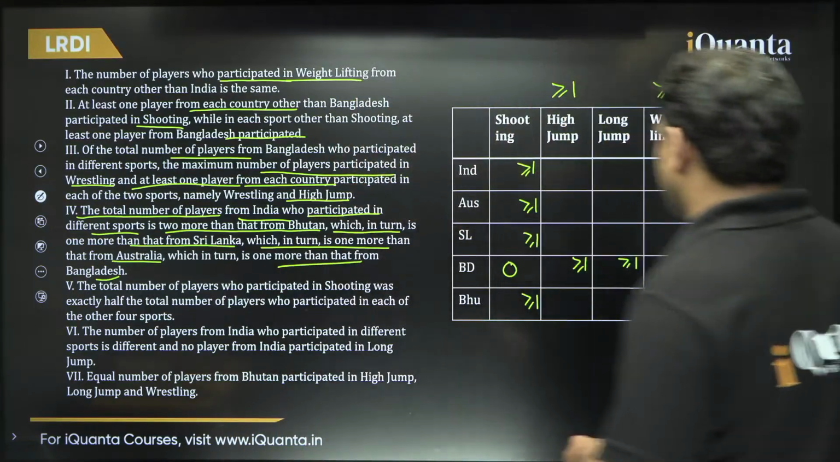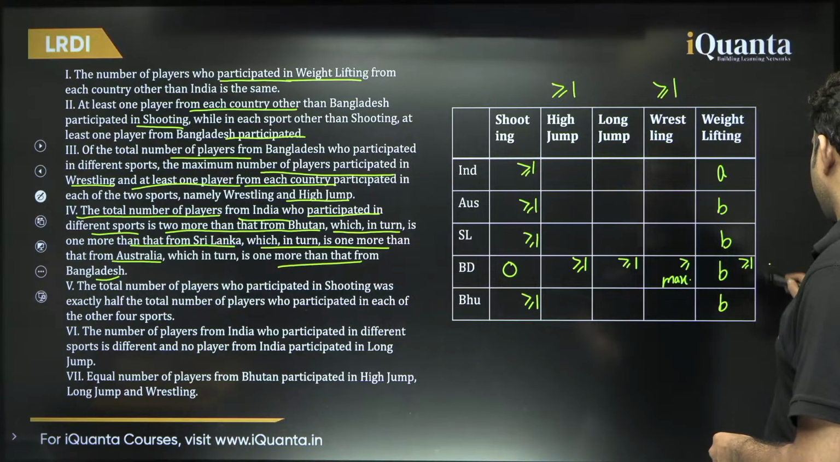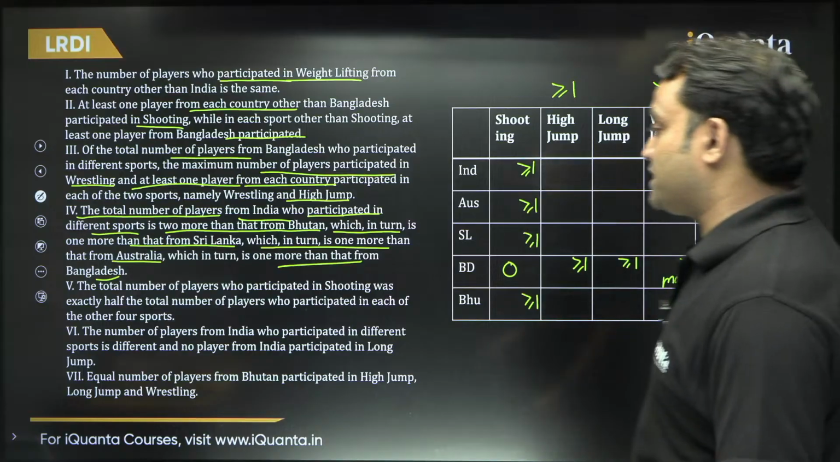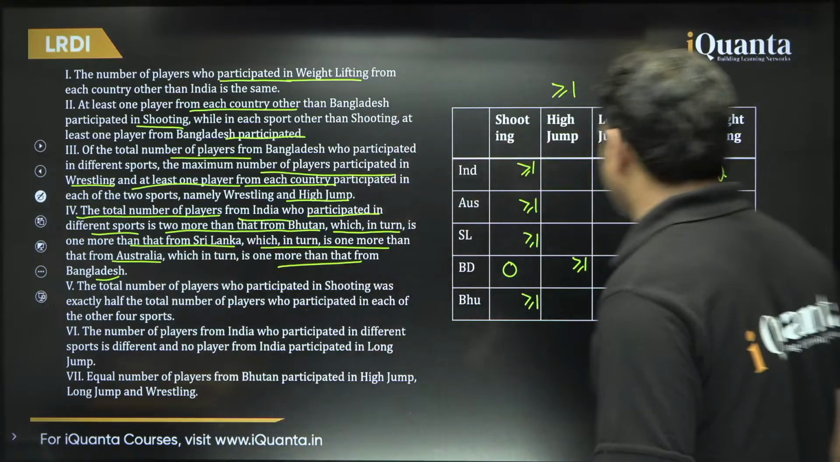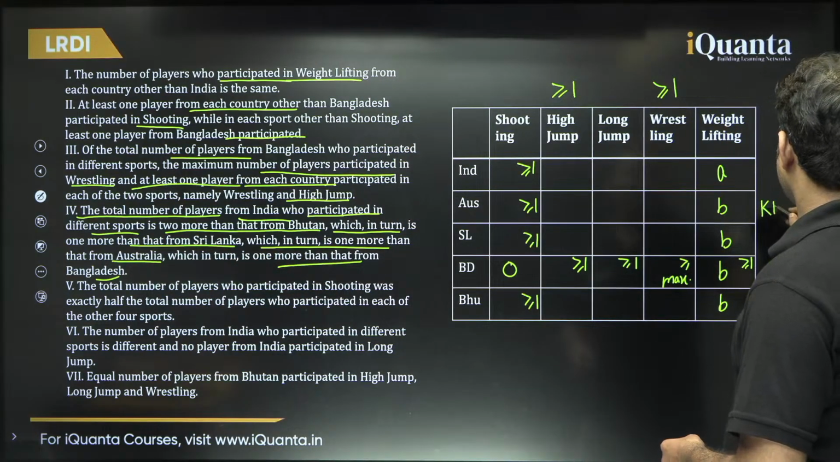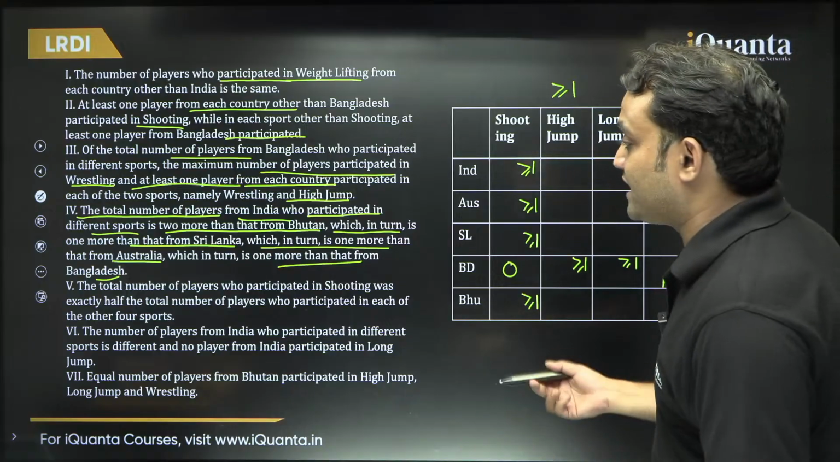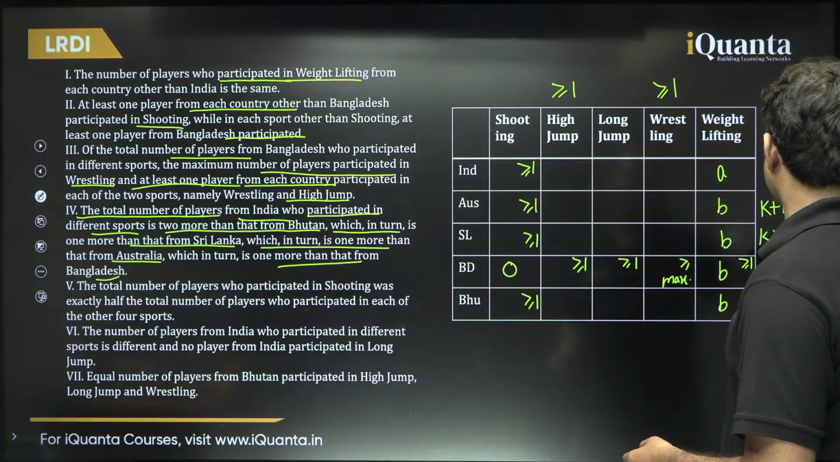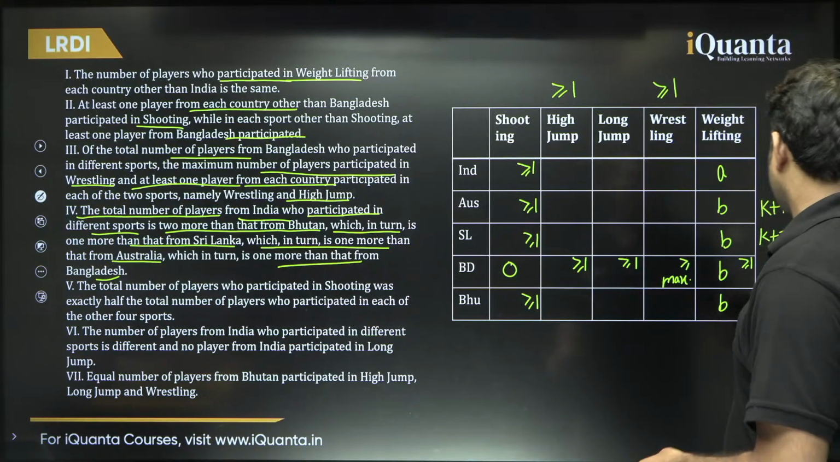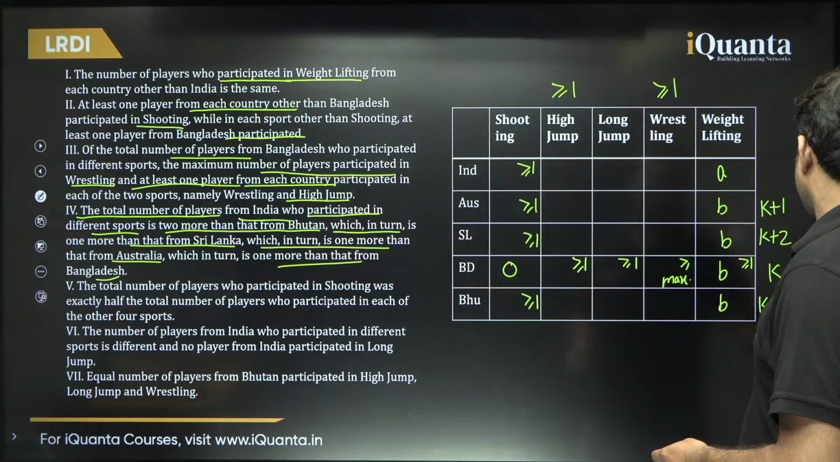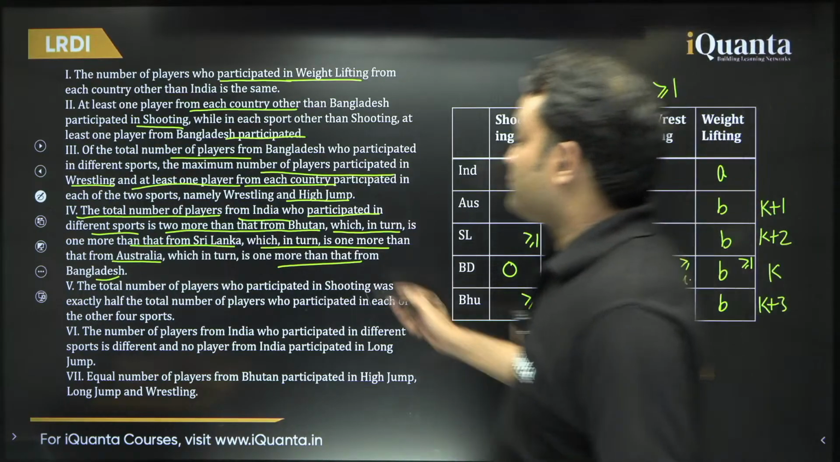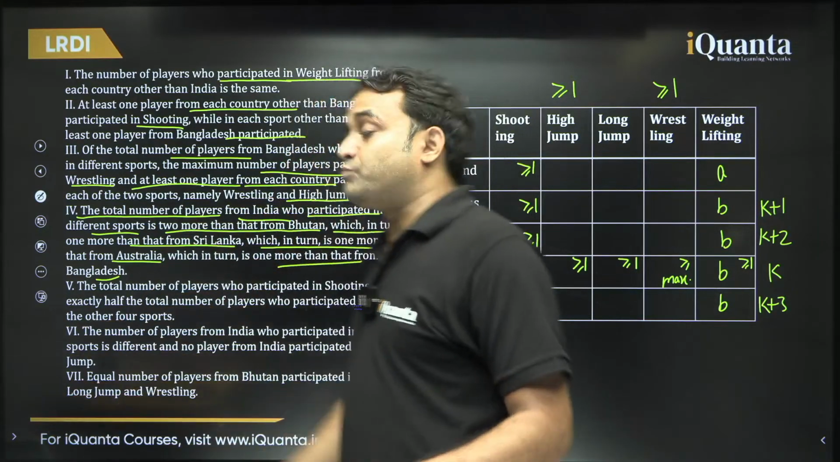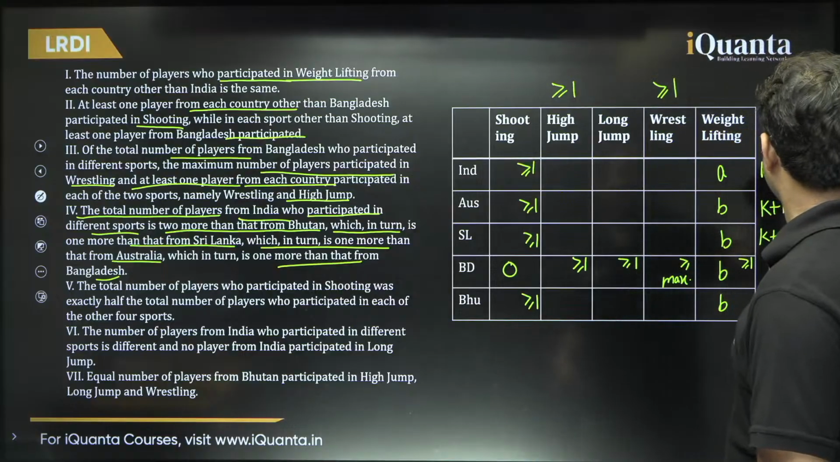Can I say, if the number of players of Bangladesh is K, then the number of players from Australia will be K plus 1. The number of players from Sri Lanka will be K plus 2, 1 more than Australia. From Bhutan, it will be K plus 3. And from India, the number of players is 2 more than Bhutan. So, this will be K plus 5.